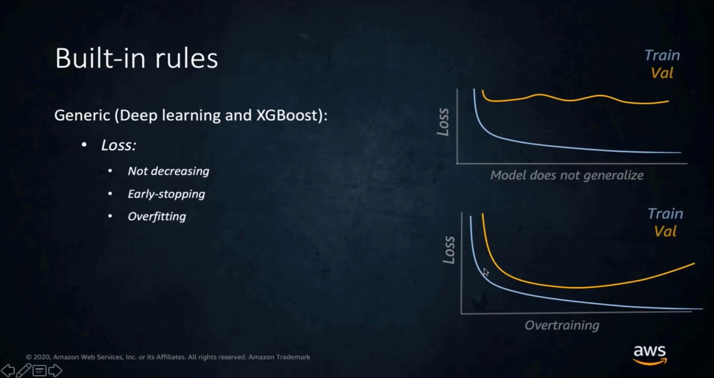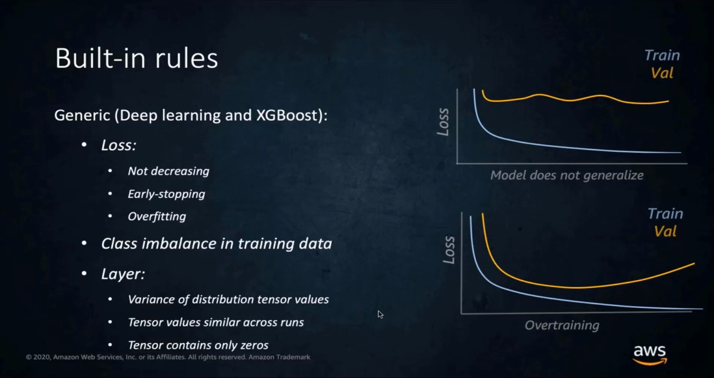Another problem that can occur is, for instance, your training loss and validation loss go down, but at some point in time, your validation loss goes up. And that happens when your model is training for too long. It's basically overtraining, and you should apply early stopping. And SageMaker Debugger provides built-in rules that can find these issues and then notify you about that.